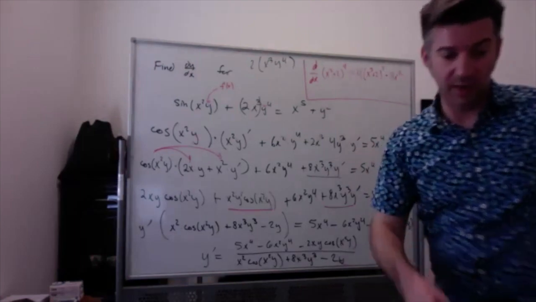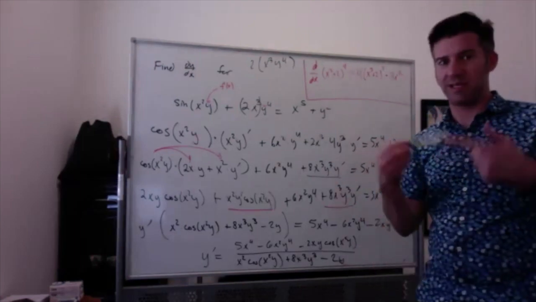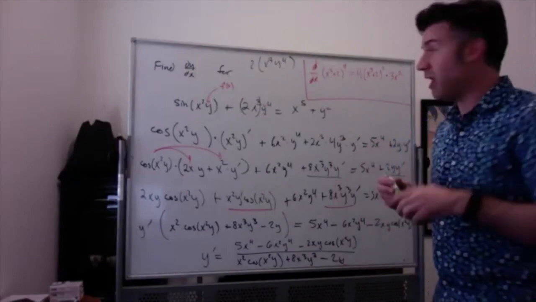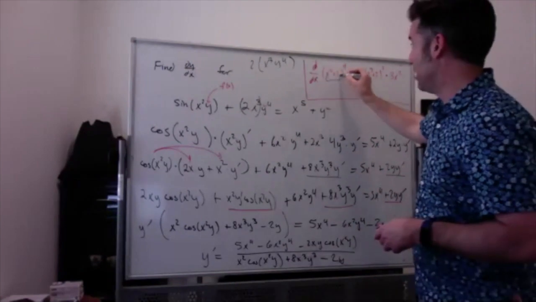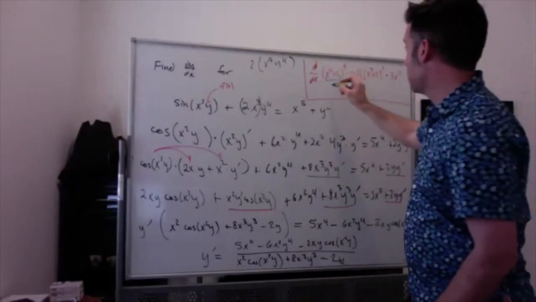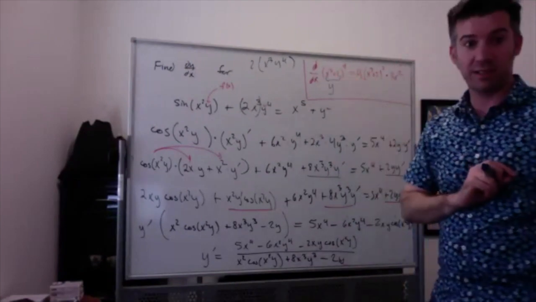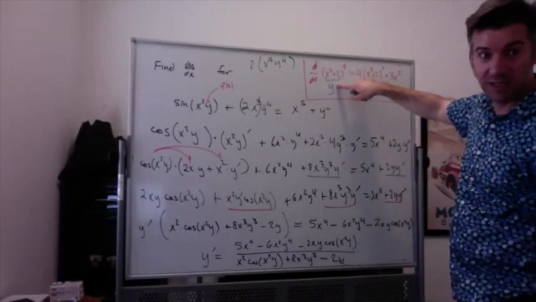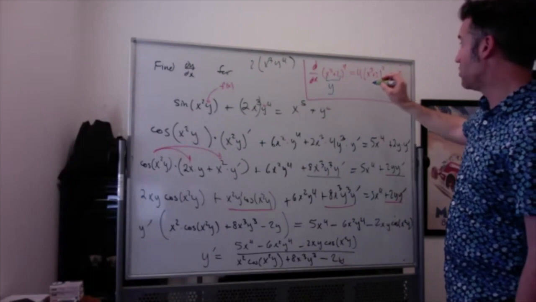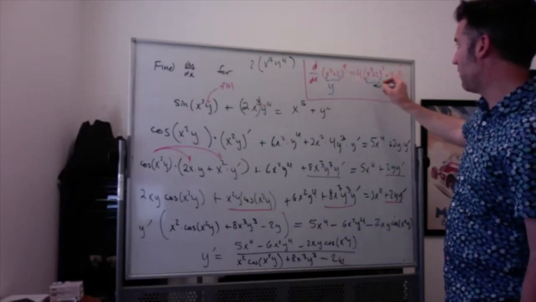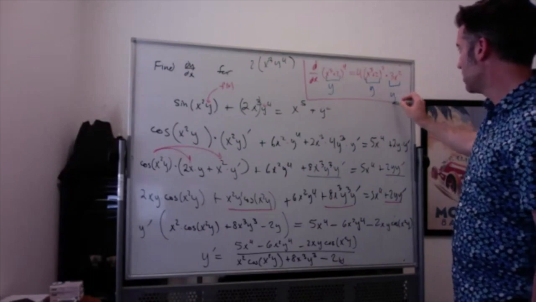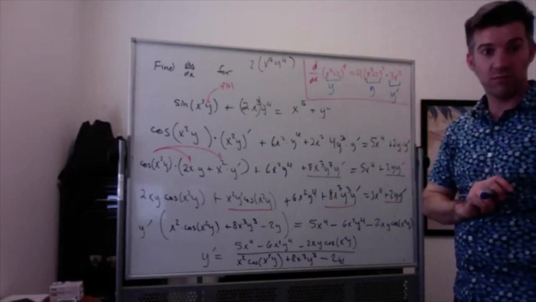So here's the thing, I'm going to go back to the name. The name is implicit differentiation because it is implied, but not explicit, that y is a function of x. So if you've got some derivative of some function of x to the fourth power, the derivative is 4 times that function to the third power times the derivative of that function.